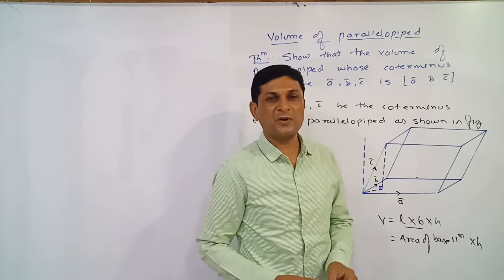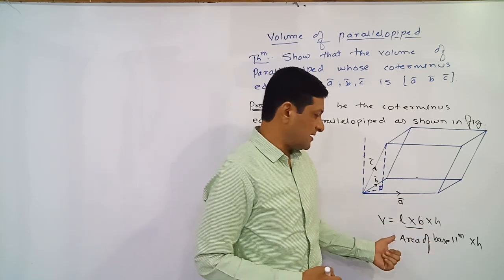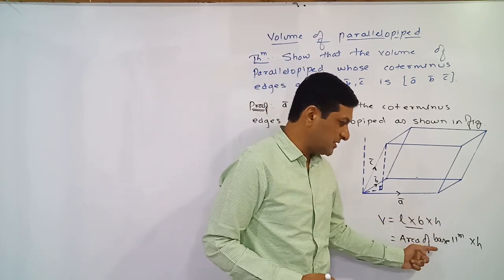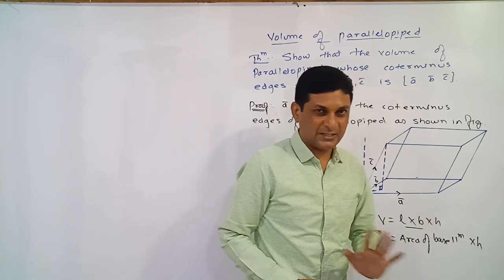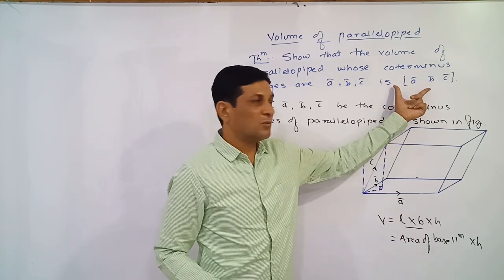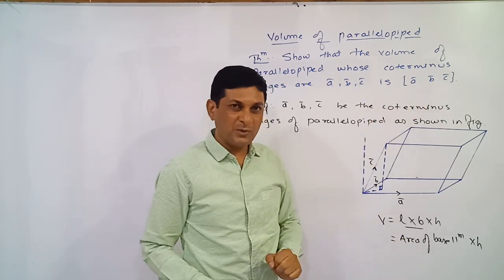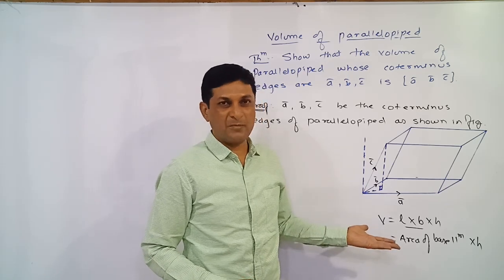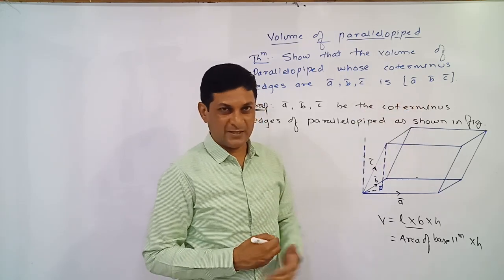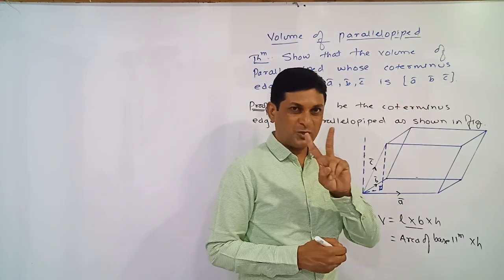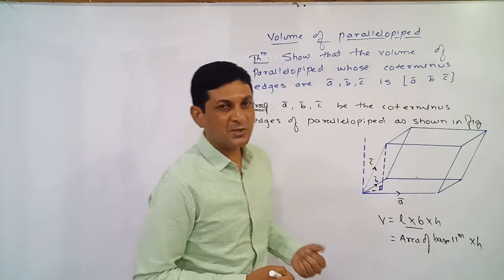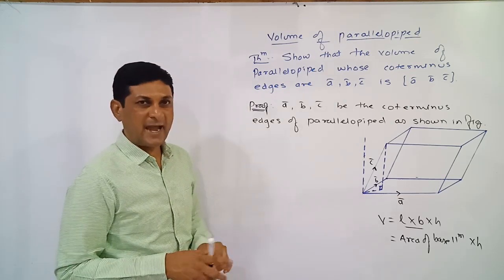So this formula you have studied in 9th or 10th standard, that volume can be found by applying the formula length into breadth into height, or length into breadth means area of base into height. Keep it as it is. So we are making use of this second formula to prove that volume is equal to the box product. Now this formula you have studied in geometry, and we are converting that formula in terms of vectors. To apply this formula we will require two values. Which two values? First is the area of base and second is the value of height.